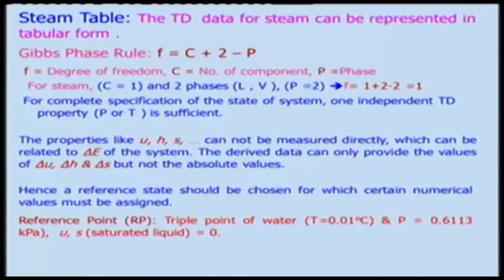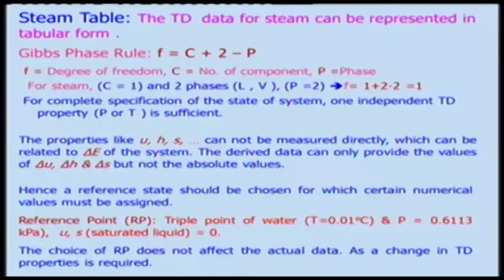The reference point is considered to be the triple point of water for these substances. If you look at steam, that corresponds to a temperature of 0.01 degree Celsius and a pressure of 0.6113 kilopascals. At these conditions, entropy, internal energy and enthalpy can be considered as 0, and then we will change positions and get the values. The choice of this reference point does not affect the actual data, right. You can have a different one, but this internationally accepted triple point is used as the reference point.